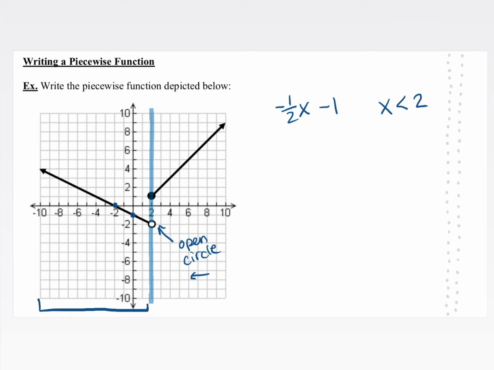If we move on to our other graph, this has a closed circle. And we know that we're moving to the right, so things that are bigger than 2. So this is x is greater than or equal to 2. Now at this line, we can determine the slope because we are rising 1, running 1. So this is going to be 1x or just x, but it's a little more difficult to determine what the y-intercept is. So once we know our slope, we can extend our line, and we actually can see that our y-intercept would be the same for both of them, -1.